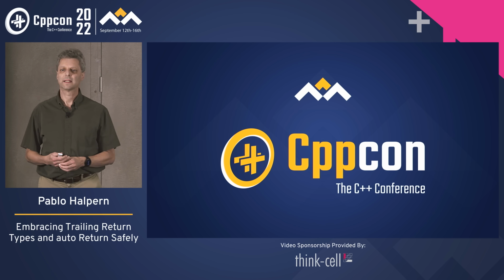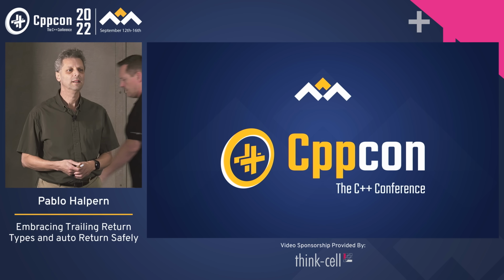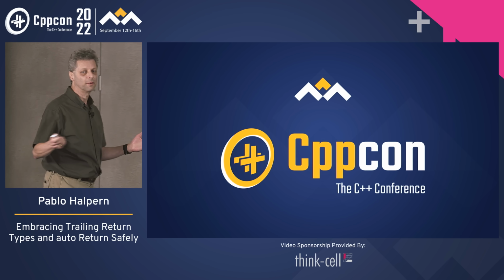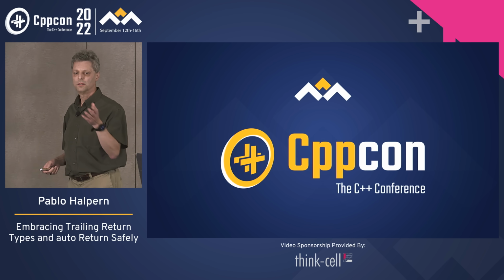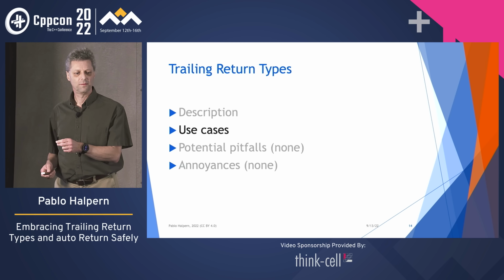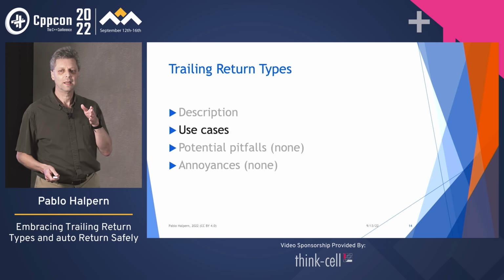Now that we have the syntax, let's talk about the use cases. Why do we want to use trailing return types? So some of them we've seen already. The simplification where you can use the name of one of the arguments in your return type.